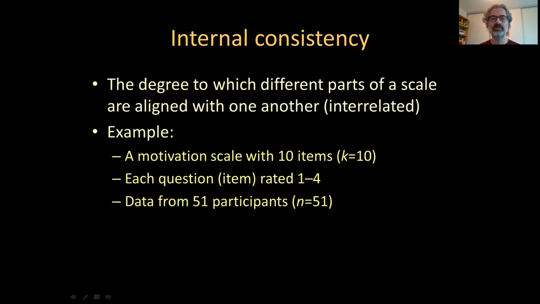For example, one question might be, how important is it for you that you do well in your exams? That is a motivation question, and you could have 1 meaning I don't care at all, to 4 I'm extremely concerned I have to do well, and 2 and 3 would be intermediate. So each one of the K items is responded to by each person with a rating from 1 to 4. And for this example, we have data from 51 participants. So sample size N is equal to 51.